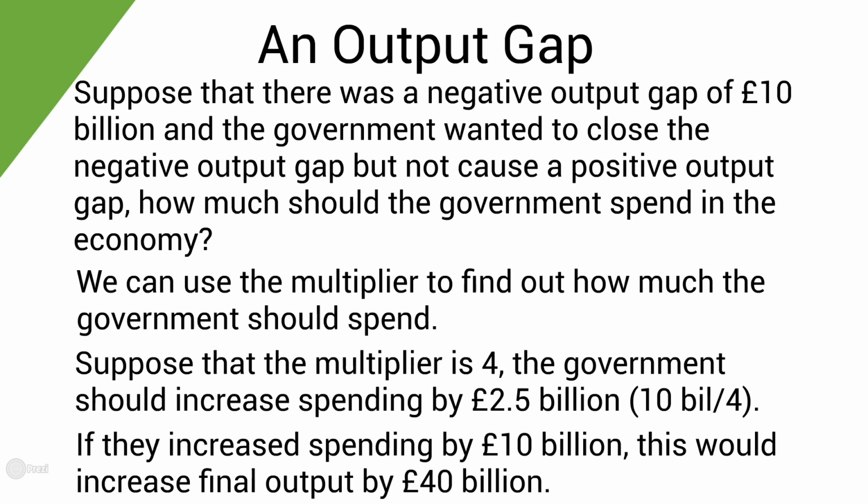So to work out how much the government should increase their expenditure by, we do the negative output gap, which is 10 billion, divided by the multiplier, which is 2, which gives us a value of £5 billion. So the government should increase their expenditure by £5 billion, and this would close the negative output gap in the economy.